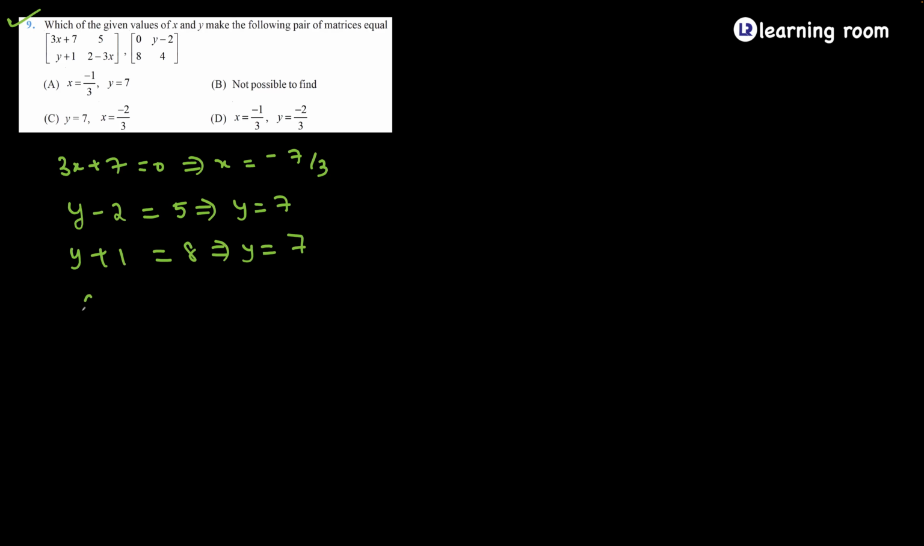And 2 minus 3x is equal to 4, which implies 3x is equal to minus 2, which implies x is equal to minus 2 by 3. So with respect to y, there is no issue. Whereas x is taking two values, which is not possible to find. Right? So they are not equal. Okay.